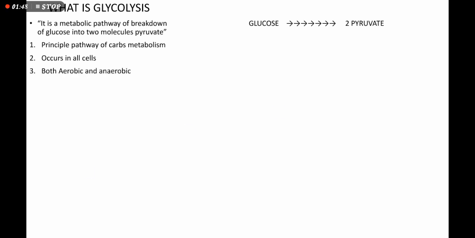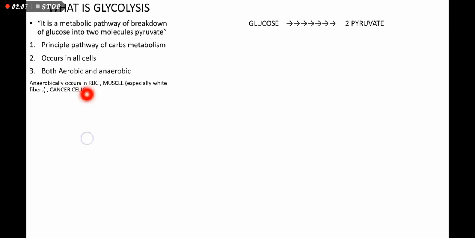So it occurs in both aerobic and anaerobic conditions. Why? Because glycolysis does not need oxygen. Although it is an oxidative reaction, although it's a catabolic pathway, it does not require oxygen. So it occurs in both aerobic and anaerobic conditions. That is why it is the most important pathway.